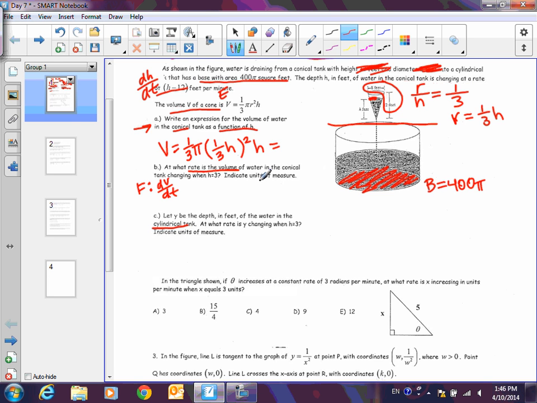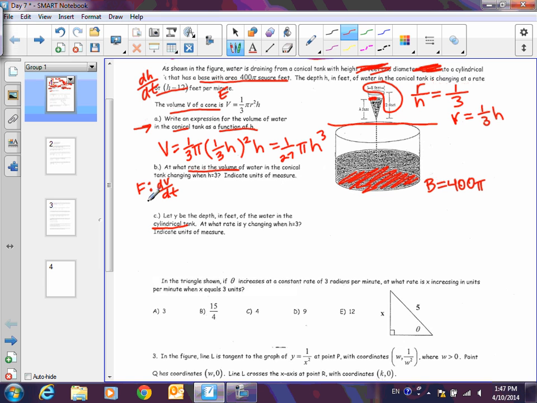Okay, so let's simplify this before I go any further, because we know we're going to have to derive it, so let's just go ahead and simplify it. So 1/3 pi, 1/3 squared would be 1/27 pi, and then h squared times h is h cubed. Okay, so let me just say it one more time why they did this. This is a lot easier to derive. You only have to deal with h and dh over dt. We are no longer in the problem going to have to deal with radius at all.